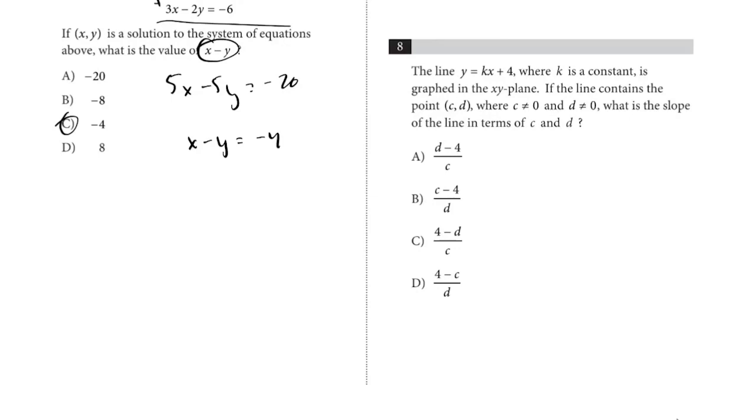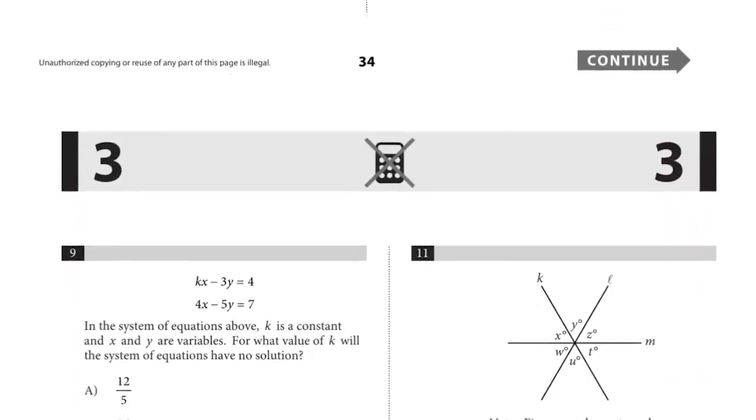Moving on to question 8. The line y equals kx plus 4, where k is a constant, is graphed on the xy plane. If the line contains the points (c, d), where both are non-zero values, what is the slope in terms of c and d? All right, so subbing in c and d in this equation right here, we get d equals k multiplied by c plus 4. And then solving in terms of k, we get (d minus 4) over c equals k, and that is A. So the answer for 8 is A.